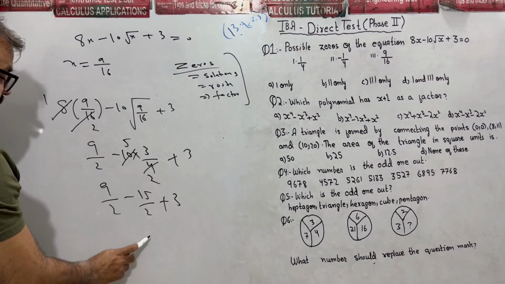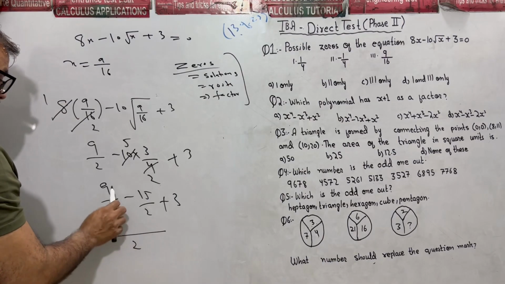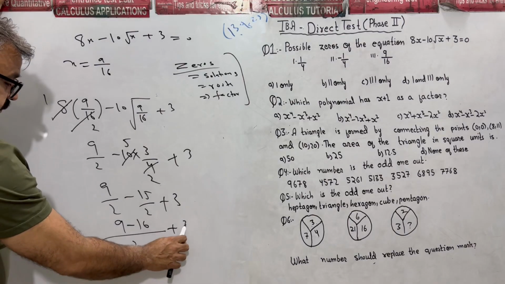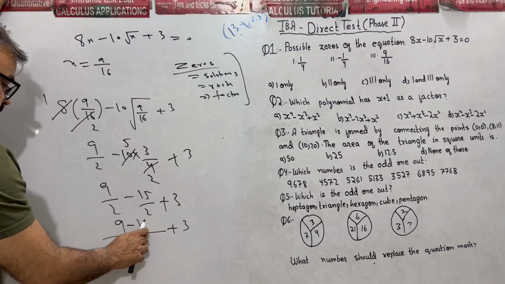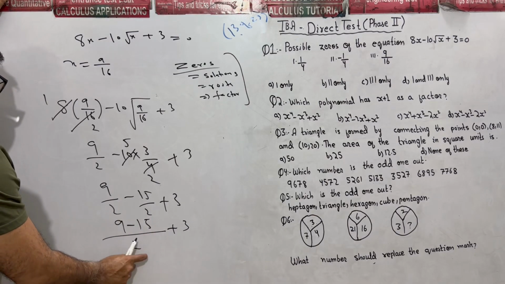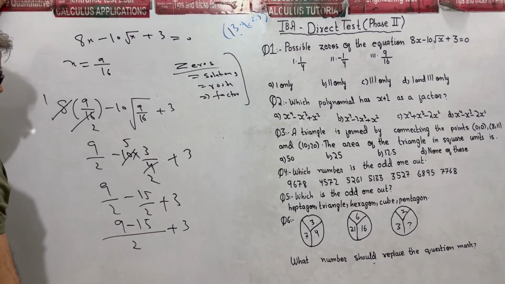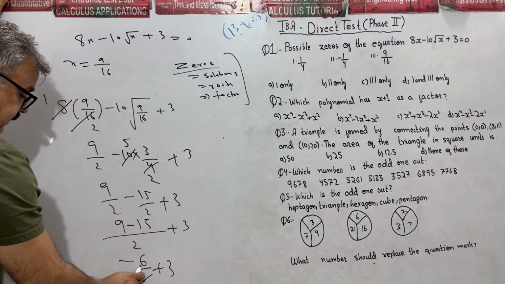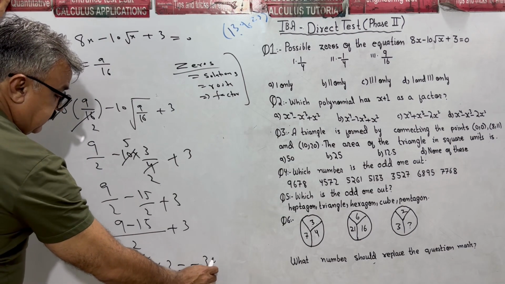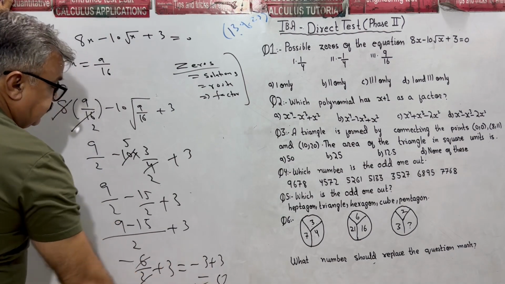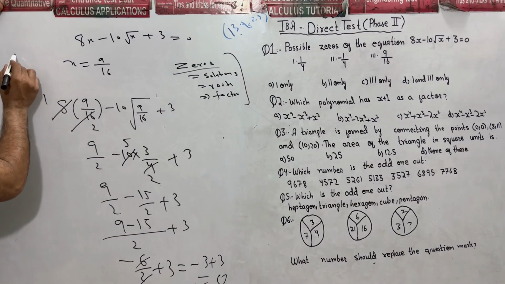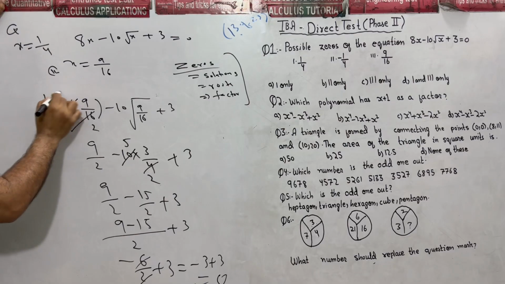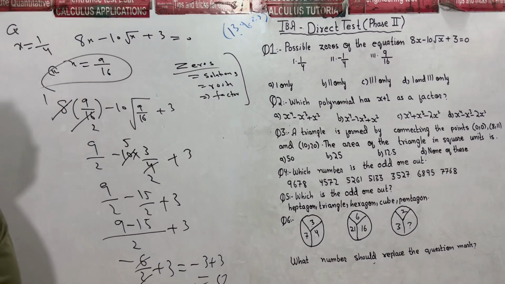Here denominators are identical, so no change in denominators. It will become 9 minus 15 over 2 plus 3. 9 minus 15 is minus 6, divided by 2 is minus 3, plus 3. It also leads us to 0. So x equal to 1 over 4 and x equal to 9 over 16 both are roots of this equation.